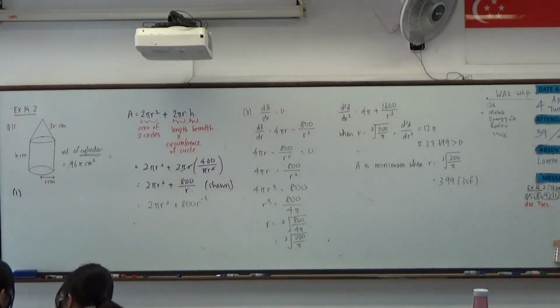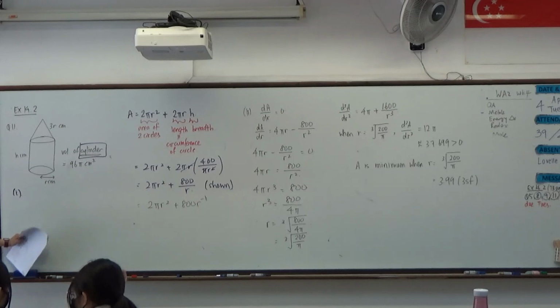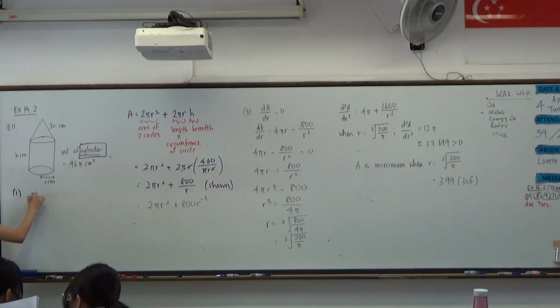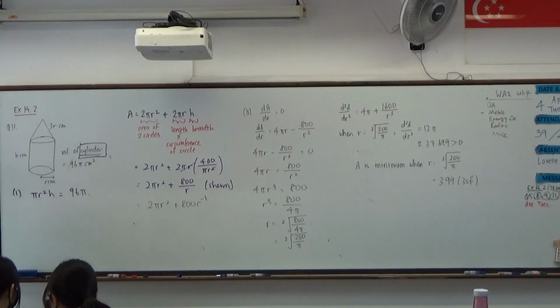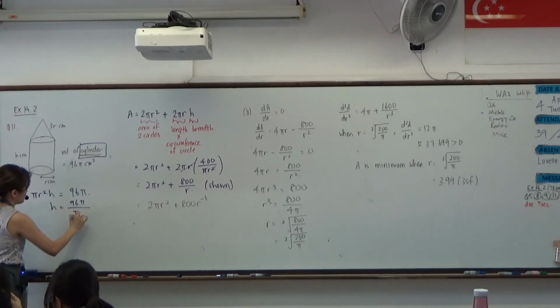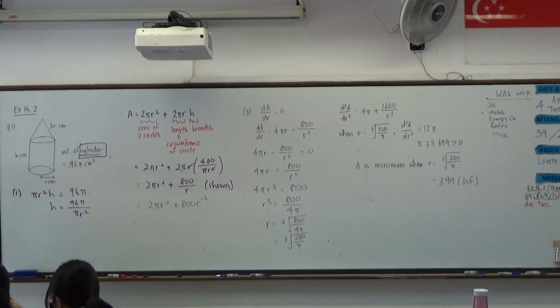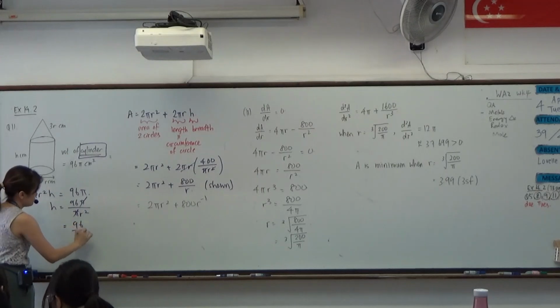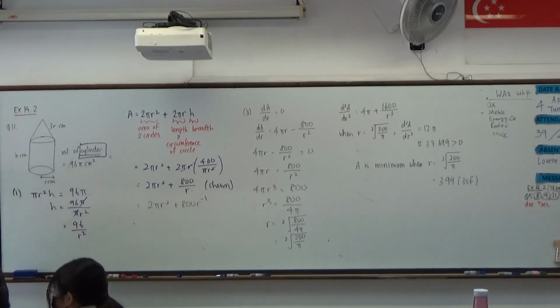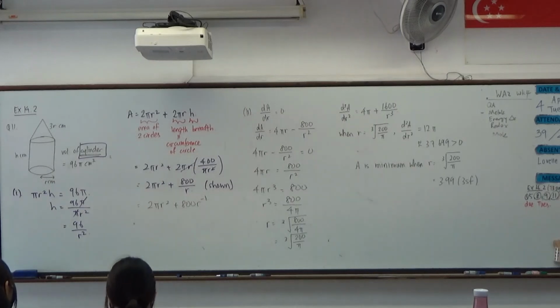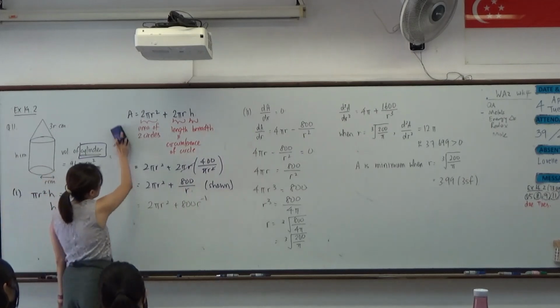Okay, question 11 part I, we want to find H in terms of R. It's important to take note that the question gave us the volume of the cylinder, not the volume of the entire diagram. So again, volume of cylinder is pi r square H, that is equals to 96 pi. Since we want H in terms of R, it will be 96 pi over pi r square. Can cancel out the pi, and we get 96 over r squared.